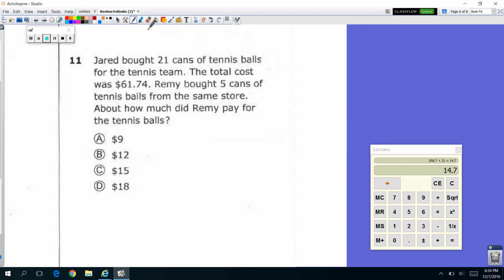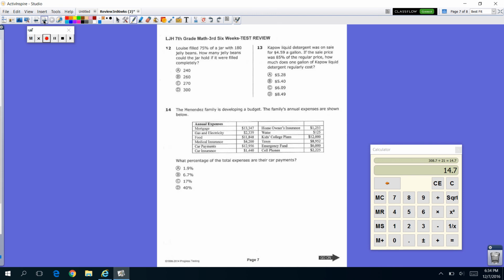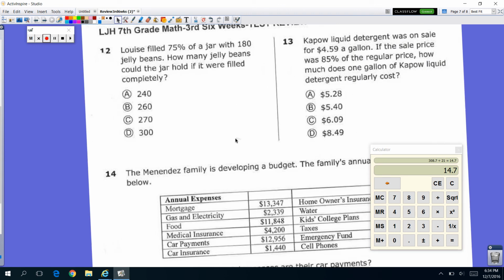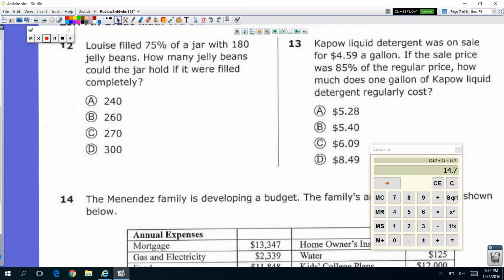Okay, so now we're going to go to number 12. Very simple. I hope that when you read it and you see a 75%, you understand that you might want to write it as a fraction, because whenever we're making proportions. So 75%, 180 jelly beans. This represents 180 jelly beans, 75%.